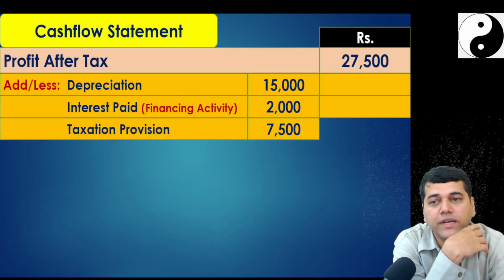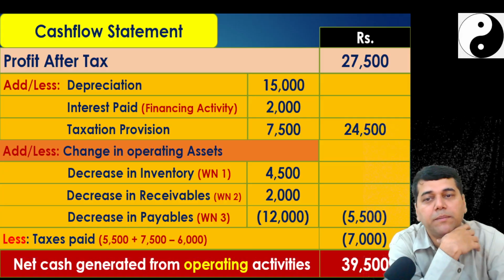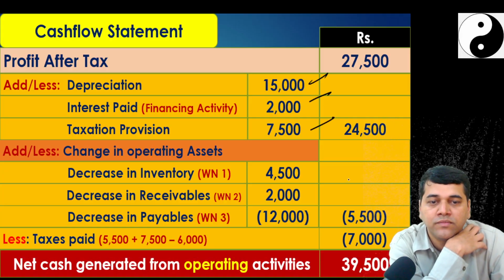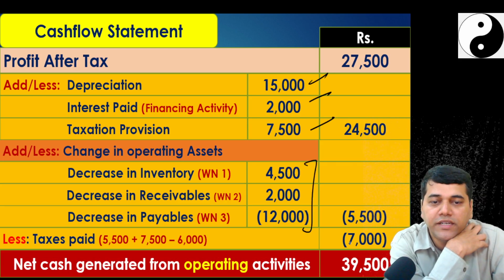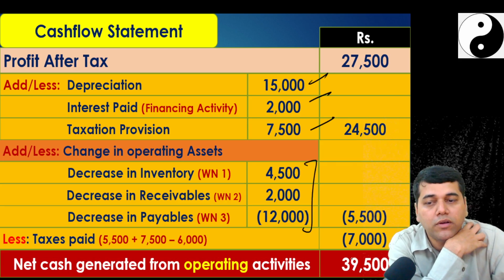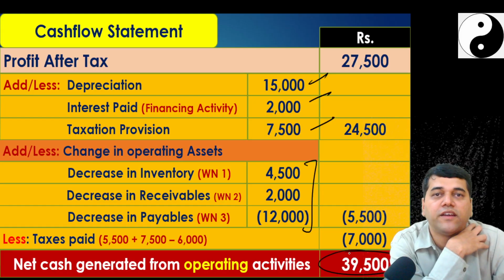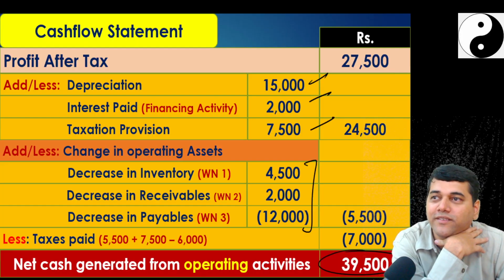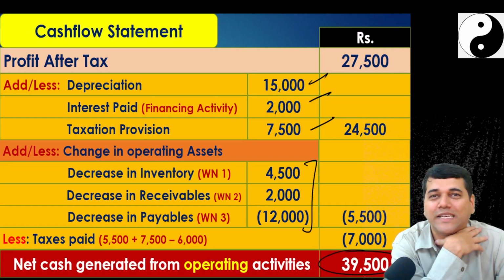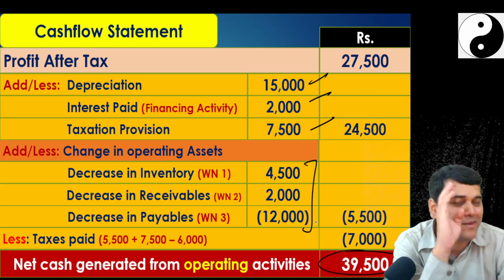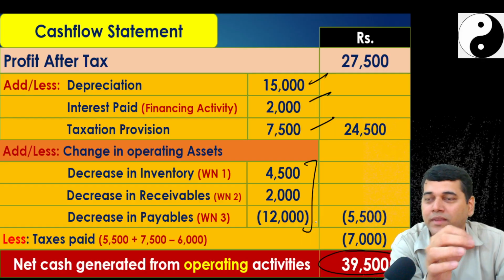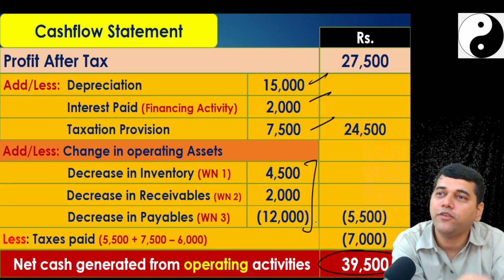So PAT 27,500, depreciation you will add back, interest show separately, tax provision, change in the inventory. So did you get cash from operating activity of 39,500? Any mistakes here? What mistakes? Calculation mistake, not acceptable. Any conceptual mistakes? Anybody forgot anything? Okay? Yes. But then you would have found it out at the end, no?